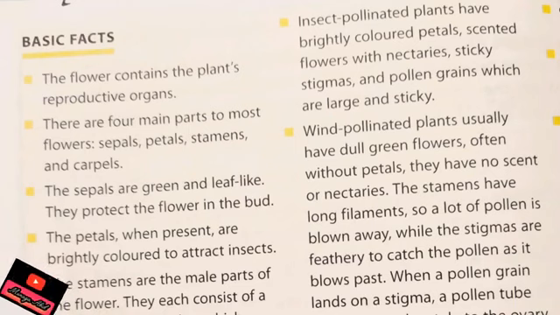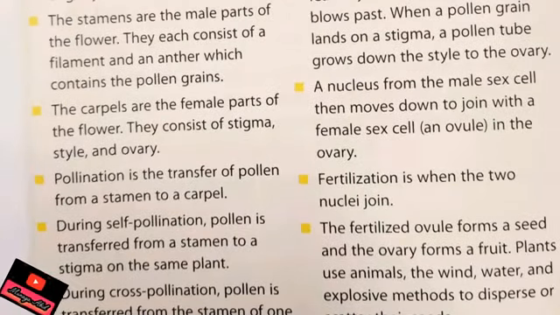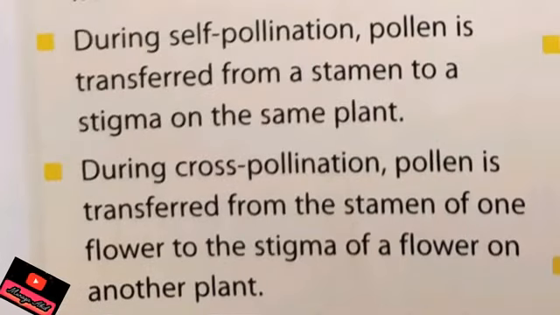Now we will learn the fifth basic fact, that is the stamens are the male parts of the flower. They each consist of a filament and an anther which contains the pollen grains. The carpels are the female parts of the flower. They consist of stigma, style, and ovary. Pollination is the transfer of pollen from a stamen to a carpel. During self-pollination, pollen is transferred from stamen to stigma of the same plant. During cross-pollination, pollen is transferred from the stamen of one flower to the stigma of a flower on another plant. Okay, these two definitions are to be learned very well.